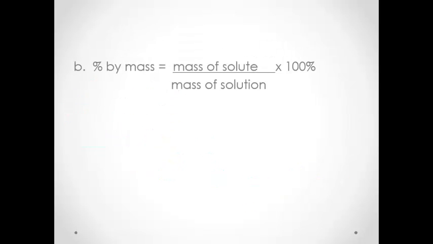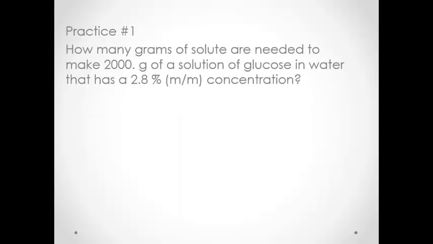Now we can also do percent by mass, which is very similar, only we're looking at the mass of the solute divided by the mass of our solution, and again multiplying by 100. This is more convenient when your solute is a solid. For instance, when we dissolve salt into water, we would normally do percent by mass. In this one, we want to know how many grams of solute are needed to make 2,000 grams of solution, and this is glucose in water.